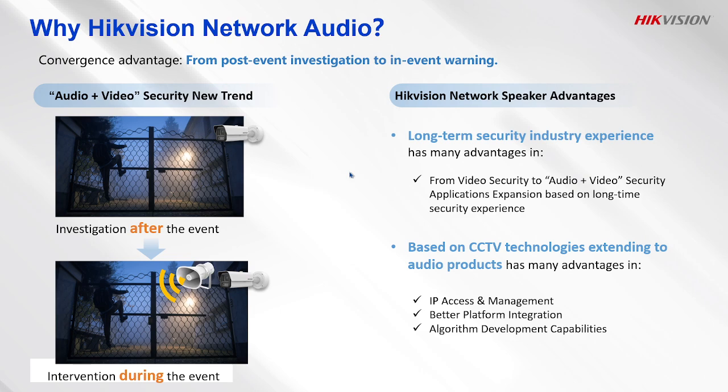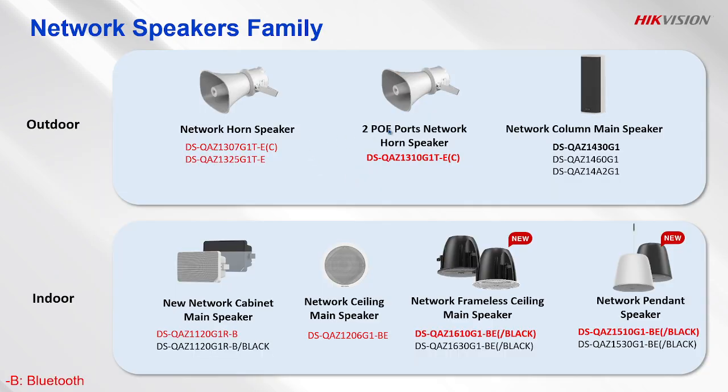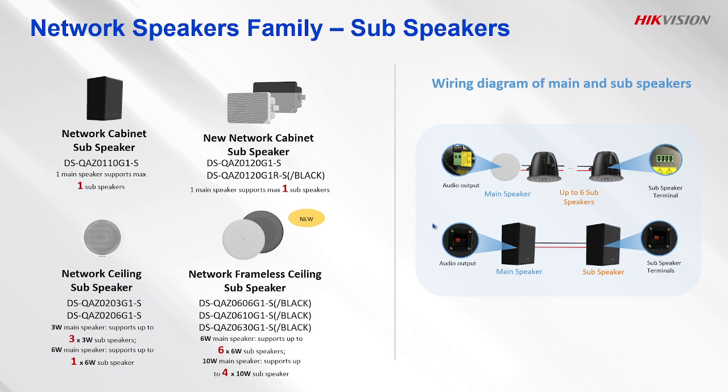Now, in terms of the network speaker family, we would have the network column main speaker and the horn speakers, in 2 versions, even powered with PoE and even 2 PoE ports. Then we have the cabinet speaker, the ceiling speaker, the frameless ceiling speaker, also the pendant mount speaker. Then we have the sub speakers. The sub speaker would actually rely on the main speaker, so the main speaker connects to the sub speaker.